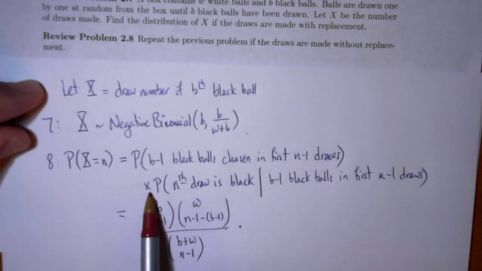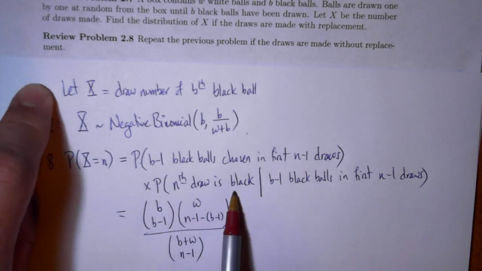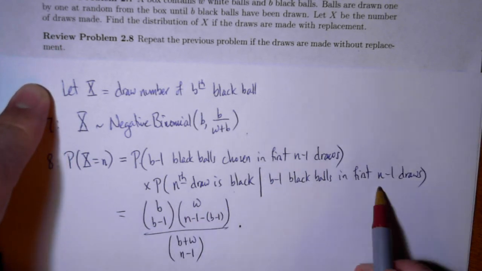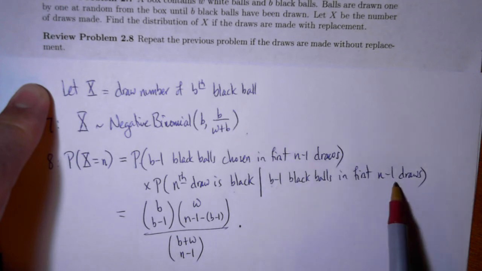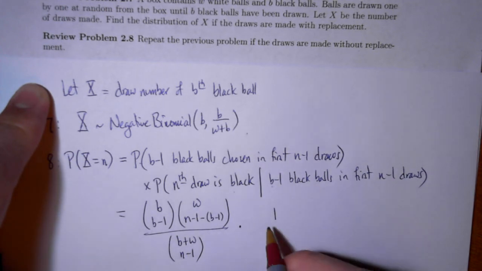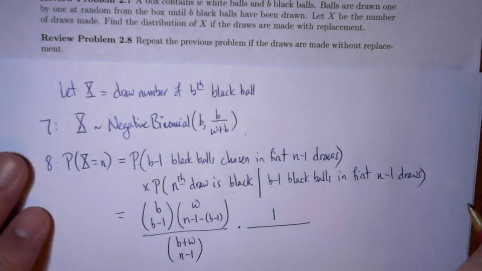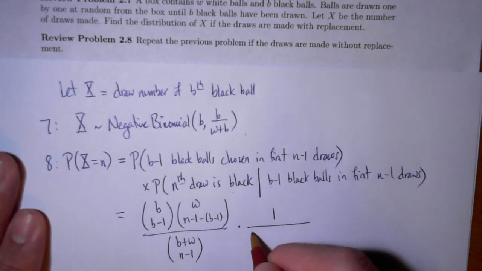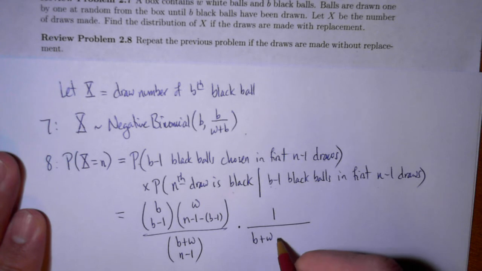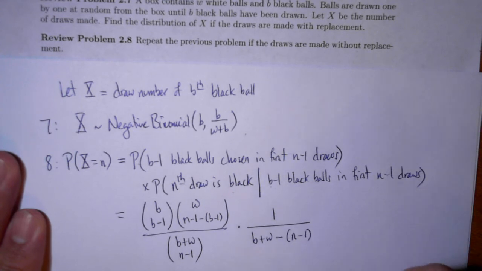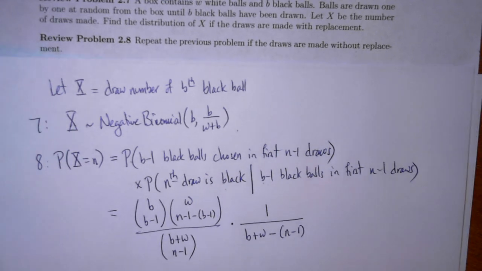Finally, the second probability, the chance that the nth draw is black, given that this has been pulled out. So if I've already done this, then there is only one black ball left in the box, and the total number of balls is B plus W. That's the total number of balls, and we've already selected out n minus 1 of them.